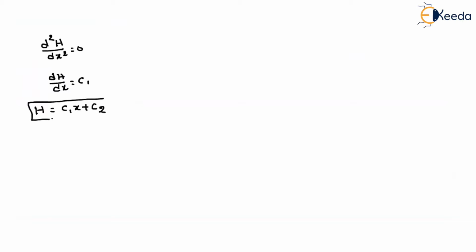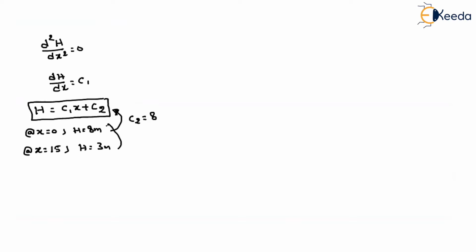That means how many unknowns we are having? 2. If you want to solve these two unknowns, how many equations you need? 2, isn't it? So what are the boundary conditions? In the question itself, it is mentioned that at x equal to 0, the head available is 8 meters, and at the end point, that means at 15 meters, the head available is 3 meters. If I substitute the first condition, I get that C2 will be equal to 8. Next, substitute the second condition, then you will get that C1 will be equal to minus 1 by 3.